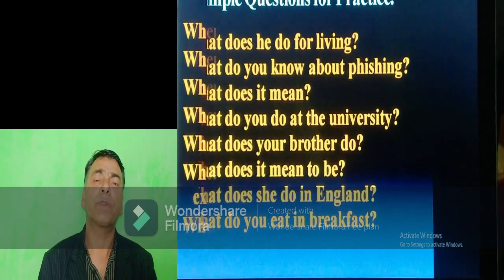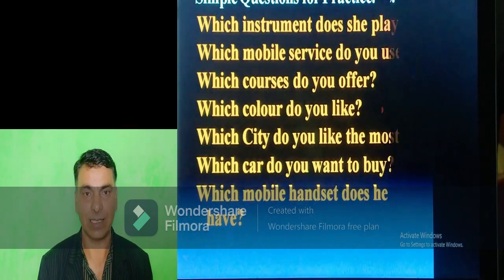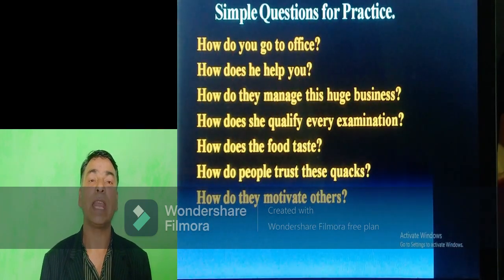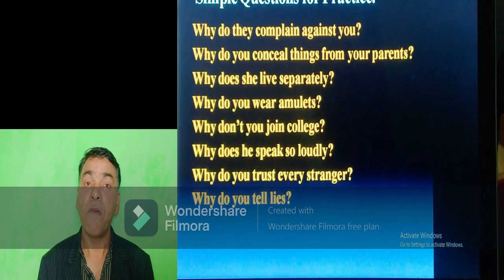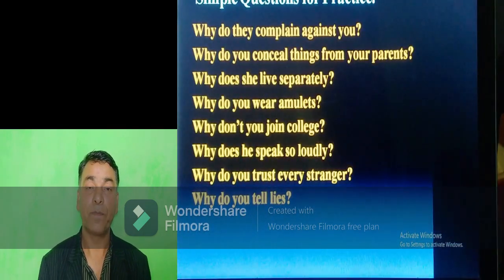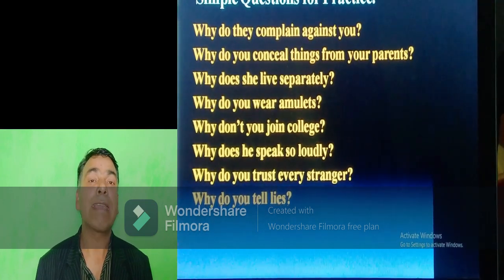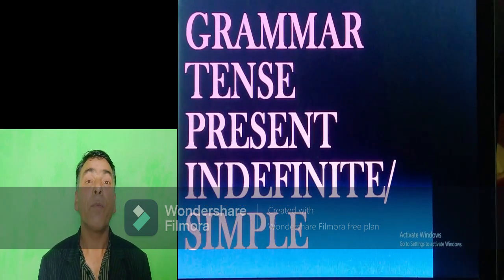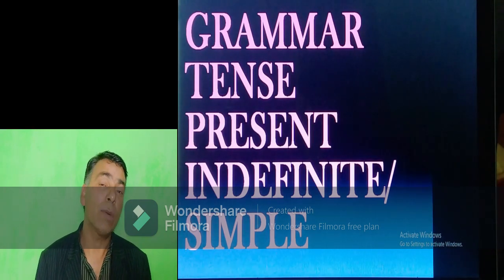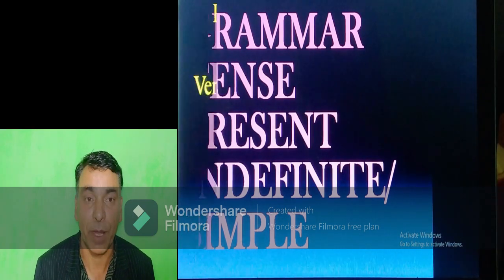We also use it sometimes to talk about general tendencies. For example, I say, animals fear fire. Children like candies. Women like jewelry. So these are tendencies. When you talk about such tendencies, you use present simple.